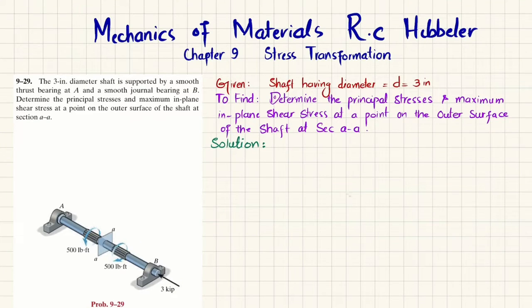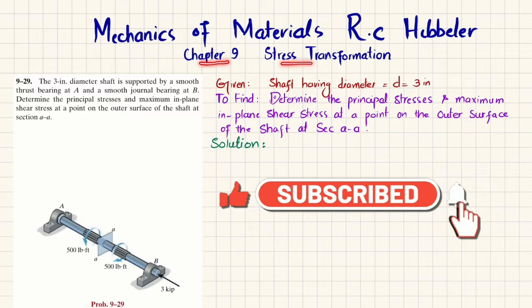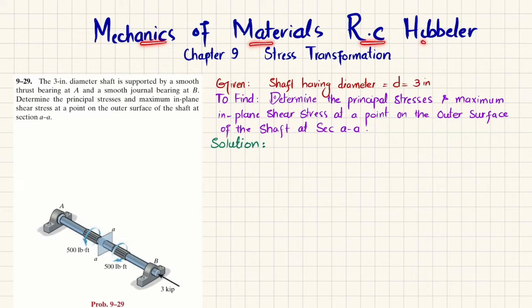Welcome back. Problem 9-29. This problem is taken from chapter number 9, that is stress transformation, and the book name is Mechanics of Materials by R.C. Hibbeler. So the statement is: the 3-inch diameter shaft is supported by a smooth thrust bearing at A and a smooth journal bearing at B. Determine the principal stresses and maximum in-plane shear stress at a point on the outer surface of the shaft at section AA.